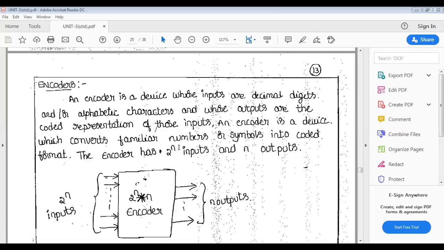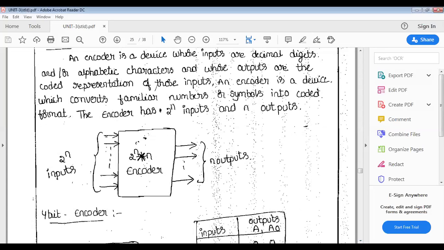The encoder has 2 power n number of inputs and n number of outputs. As for the inputs, it is approximately the same as the multiplexer. The multiplexer has 2 power n inputs, and the encoder also has 2 power n inputs. But the multiplexer has a single output, whereas the encoder has n outputs.